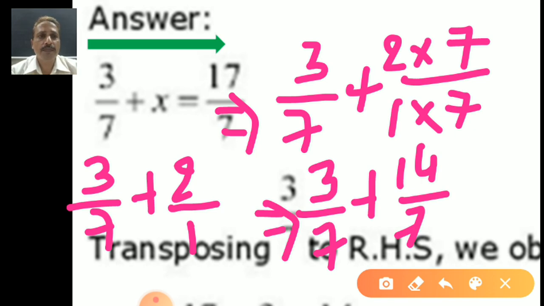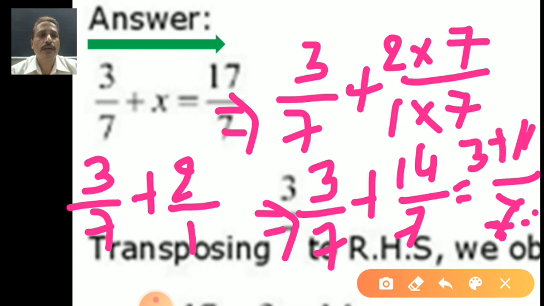What will be the next step? Very simple. Keep 7 as the common denominator, and the numerator is 3 plus 14, which gives me 17. And 17 upon 7, that is my right hand side. My answer is correct. Good. Checked.